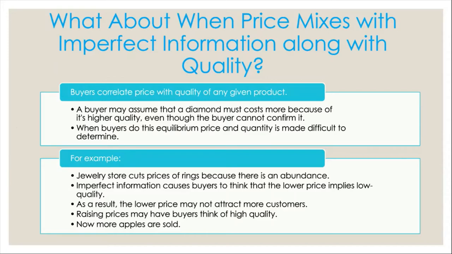For example, a jewelry store cuts prices of rings because there is an abundance. Imperfect information causes buyers to think that the low price implies low quality. As a result, the low price may not attract more customers. Raising prices may have buyers think of high quality. Now more apples are sold. By apples, it means rings.